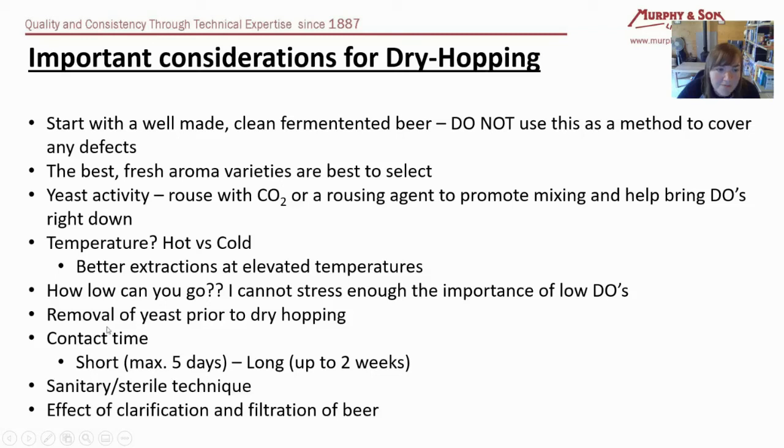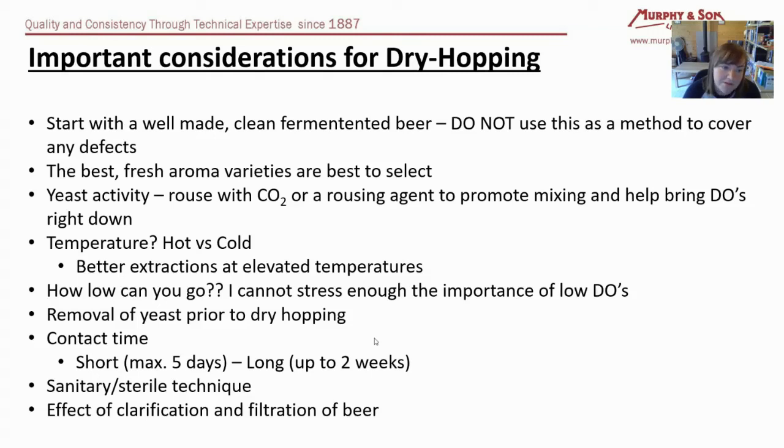And then think about your contact times. So a short contact time, I would say, is a maximum of 5 days. And a long one is up to 2 weeks. So obviously, the longer that these enzymes, dextrins and yeast are together, the more chance that you're going to have a complete conversion of long chain sugars into short chain sugars.